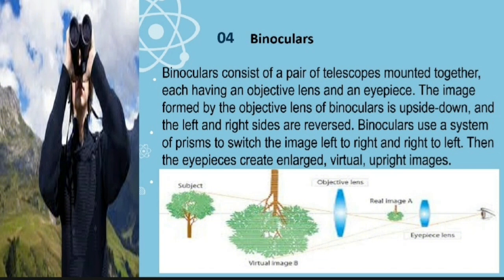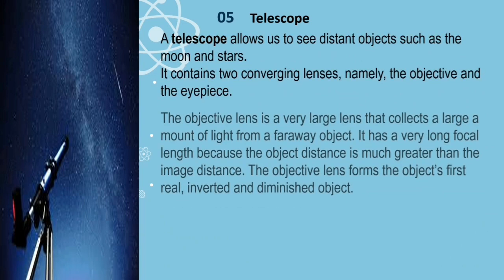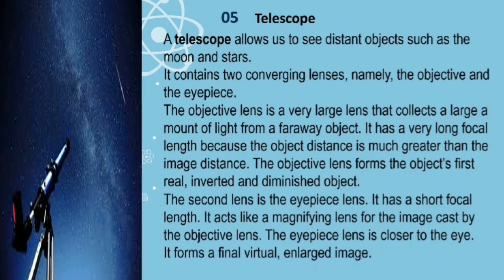What do you think is this device that we can use to see the stars and the moon? Great! It is a telescope. A telescope allows us to see distant objects such as the moon and stars. How many lenses does a telescope use? Yes, Daniel? Very good. It contains two converging lenses, which are the objective lens and the eyepiece.